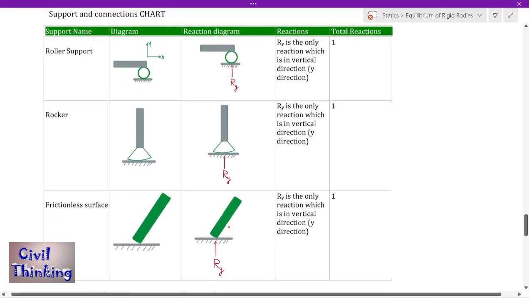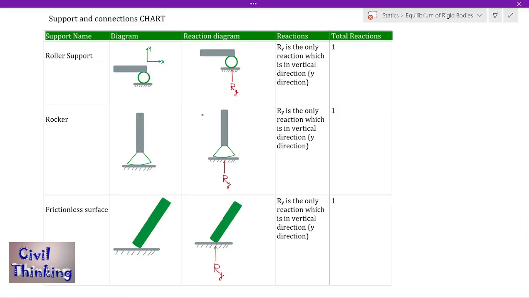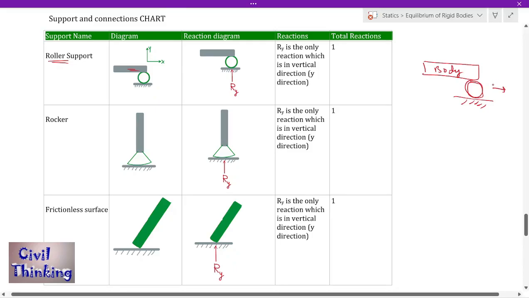Now this is the support and connection chart. As you can see here, I have mentioned more types of supports and connections. Initially I just told you about the roller support, the pin. Right now you see this is the body, and there is a roller support, this green one. Roller support means you can move it towards right, you can move it towards left. So left right motion is allowed.